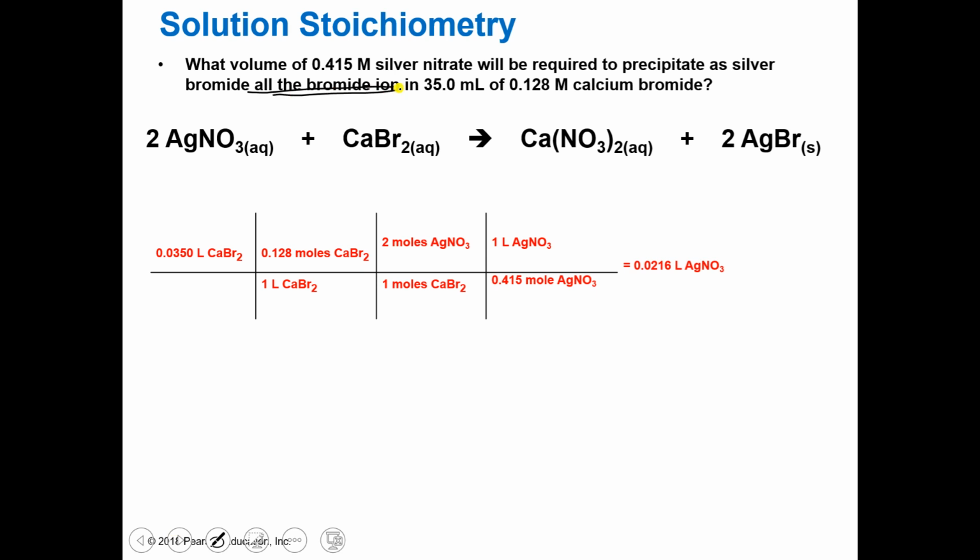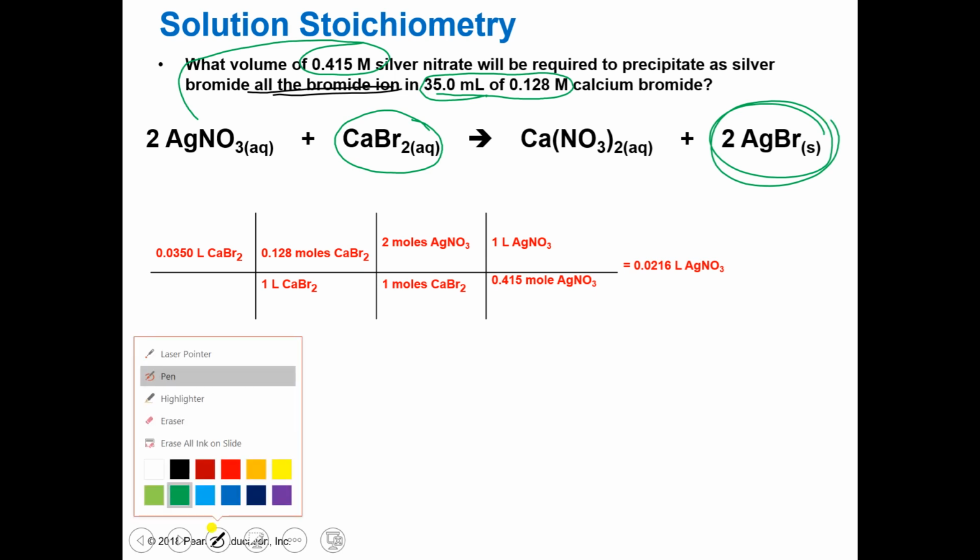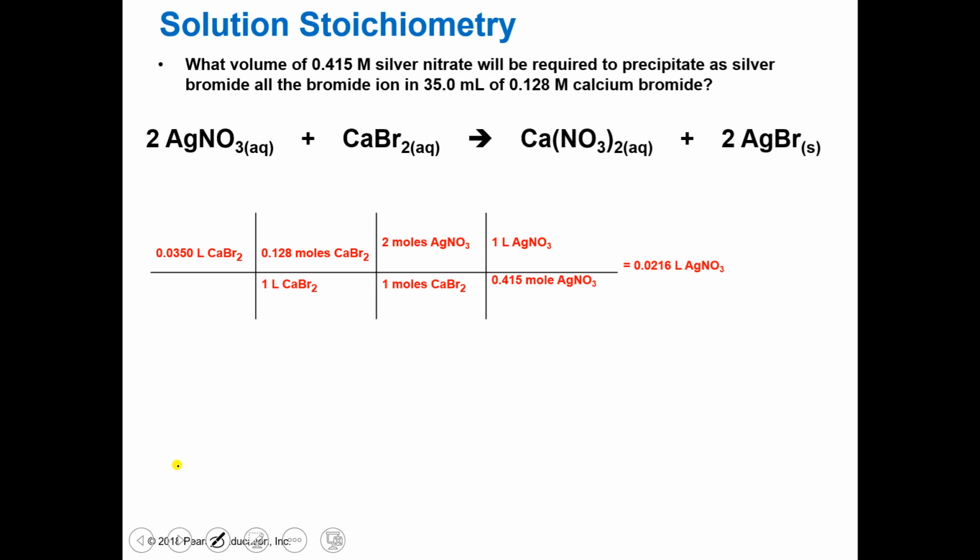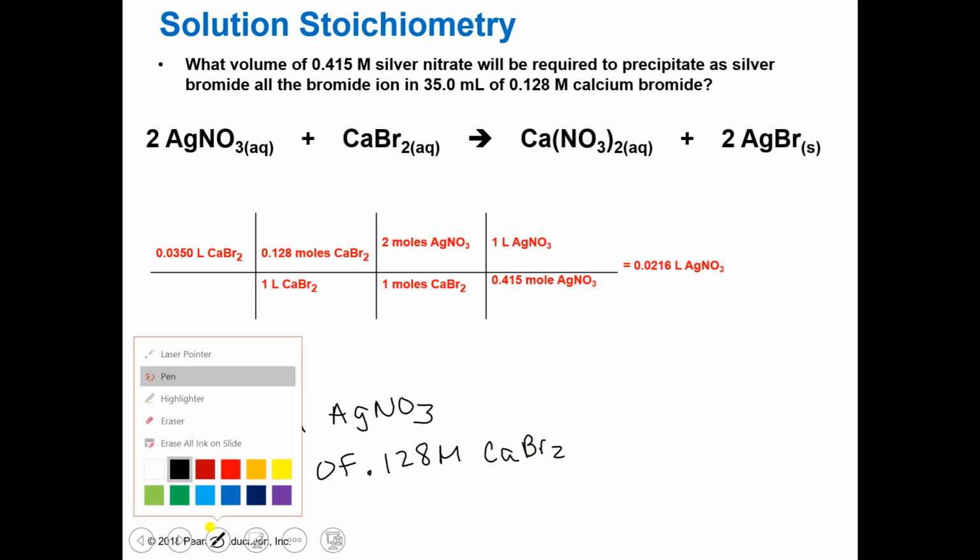So let's just go through this. I have silver nitrate, and I was told the silver nitrate is 0.415 molar. And I have calcium bromide, that's 35 milliliters, and it's 0.128 molar. The question is, what volume of silver nitrate will get me this precipitation? That's what this question is supposed to be asking. So we have 0.415 molar AgNO3 and 35.0 mLs of 0.128 molar calcium bromide. The question is, where do we start?